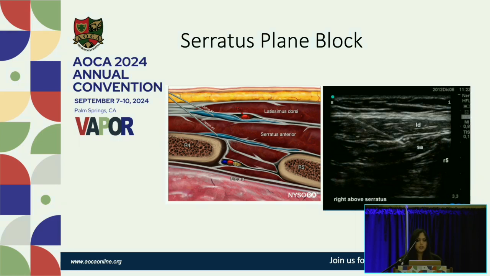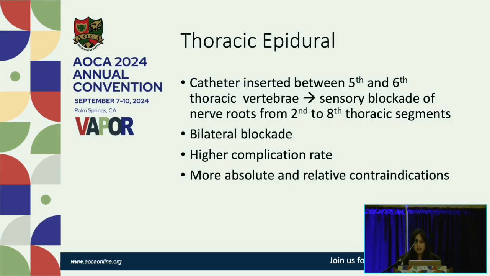The intercostobrachial nerve, lateral cutaneous branches of the intercostal nerves from T3 to T9, and the thoracodorsal nerve are located in this compartment. So changing gears a little bit, thoracic epidurals were once considered to be the standard in providing analgesia following breast surgery, but it's now been overtaken by other relatively easier techniques.